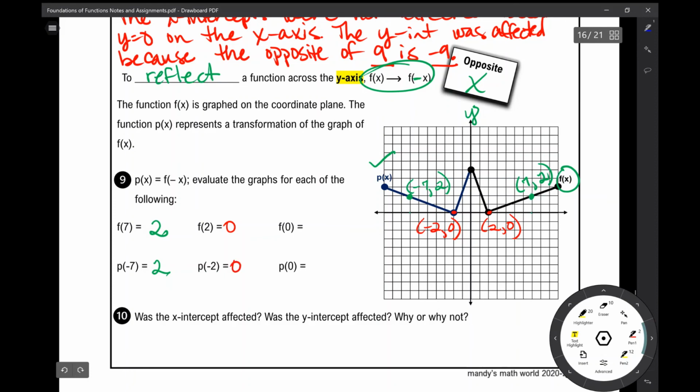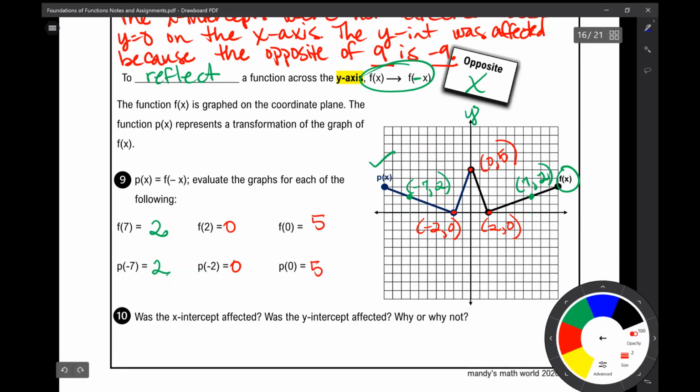And now let's look at f of 0 and p of 0. So f of 0, that's going to be when x is 0, which is on my y-axis. As you can see, that's a point that both of these functions share, f of x and p of x, and that point is 0, 5 on my y-axis. So f of 0 is 5 and p of 0 is also 5.